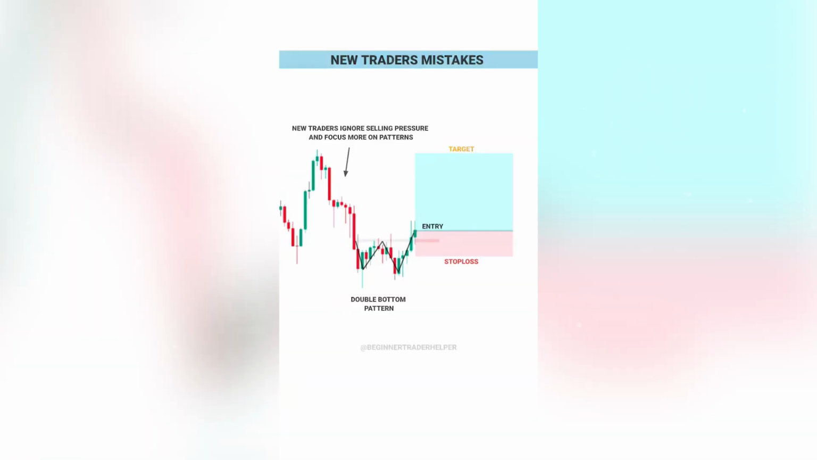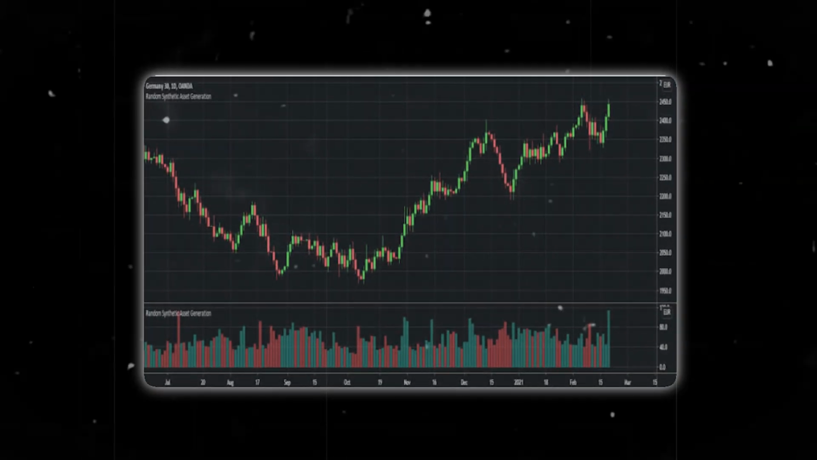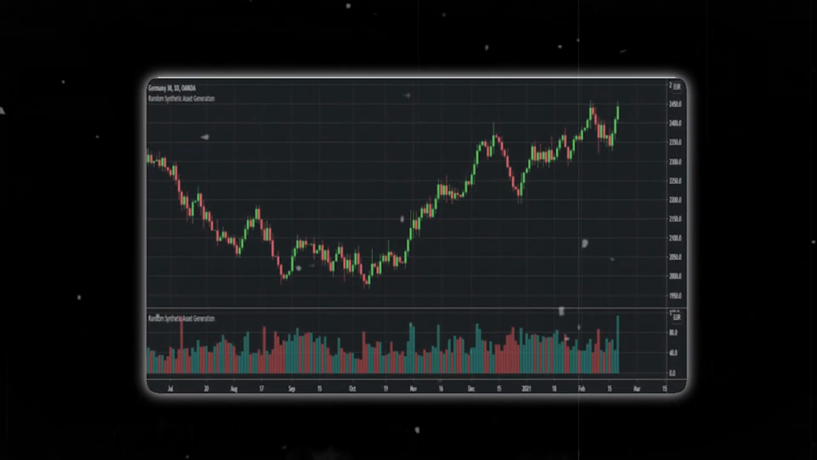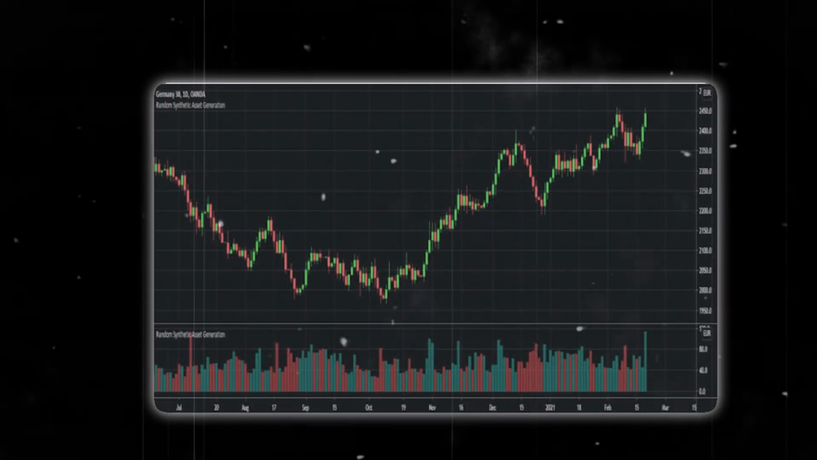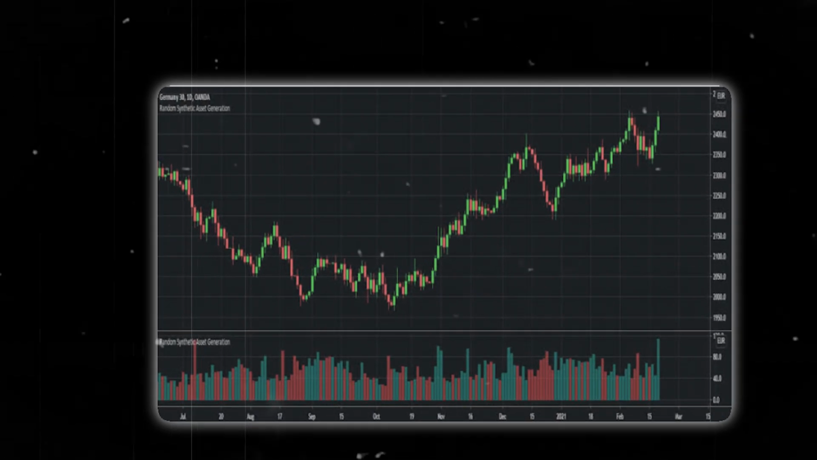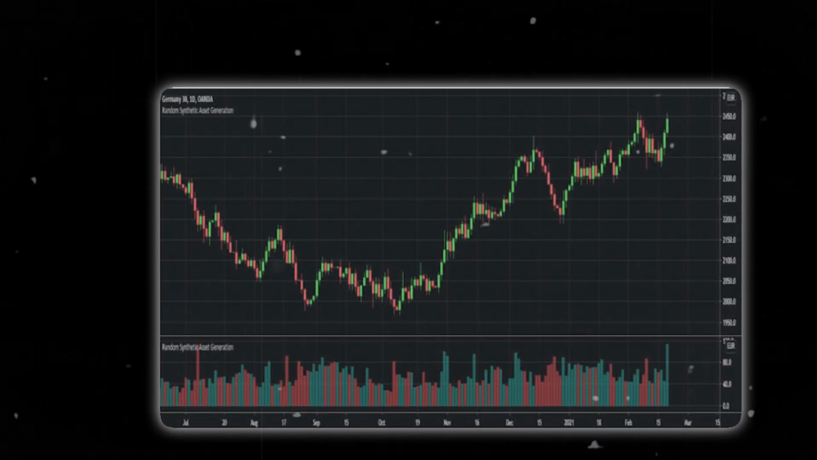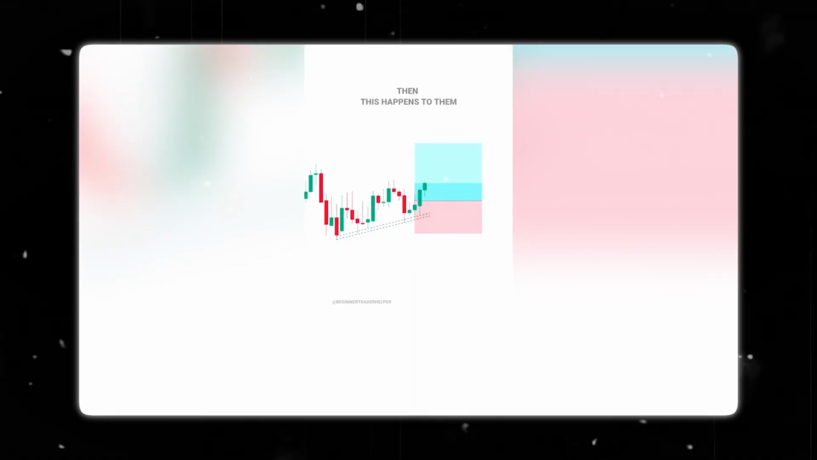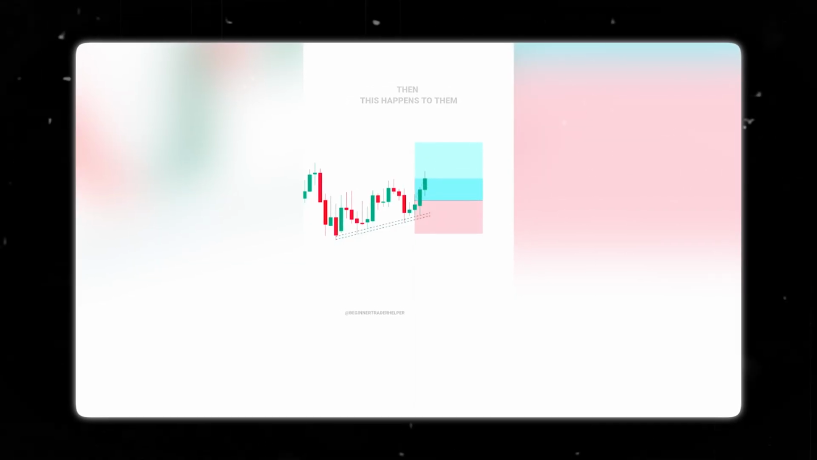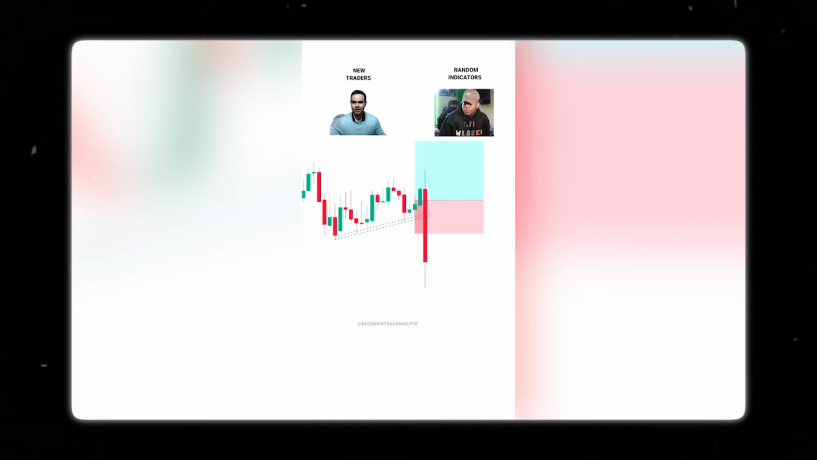The lesson: patterns don't print profits, price action does. Using random indicators. Random indicators are a rookie's favorite toy. RSI, MACD, Fibonacci, and many more are there. But without real understanding, it's just chart clutter because mixed signals lead to mixed results. One says buy, the other screams run, and you're left confused and broke. Just like this next guy who jumped into using indicators without even testing them first.